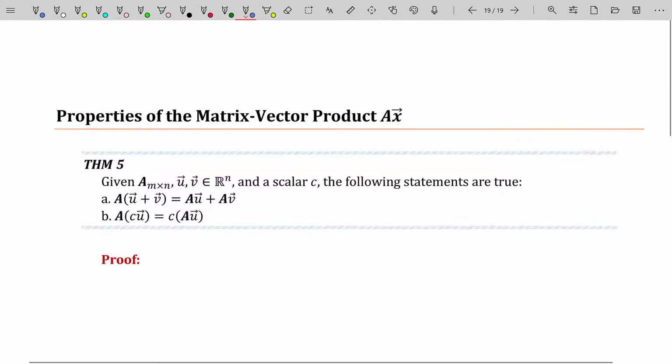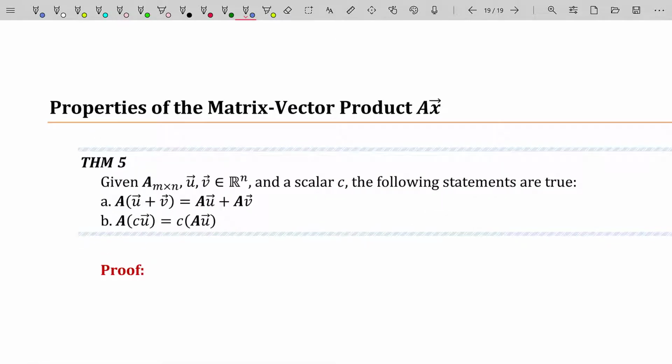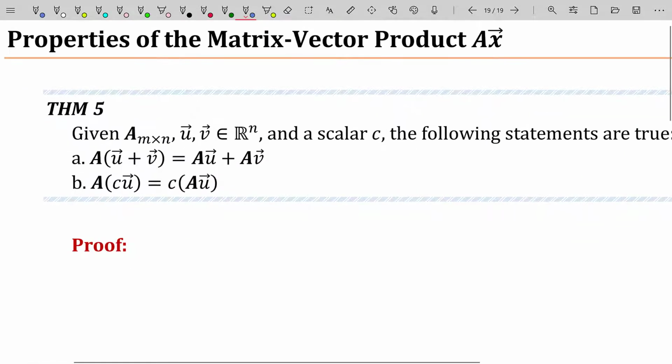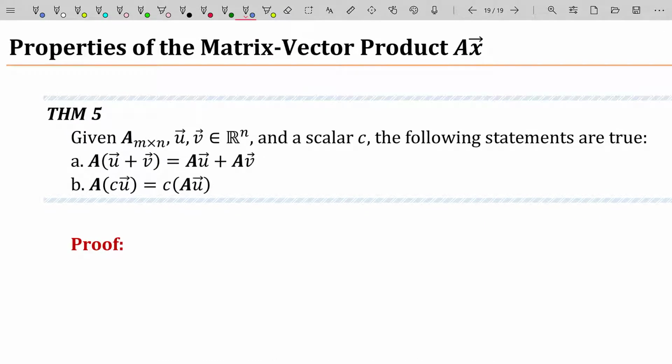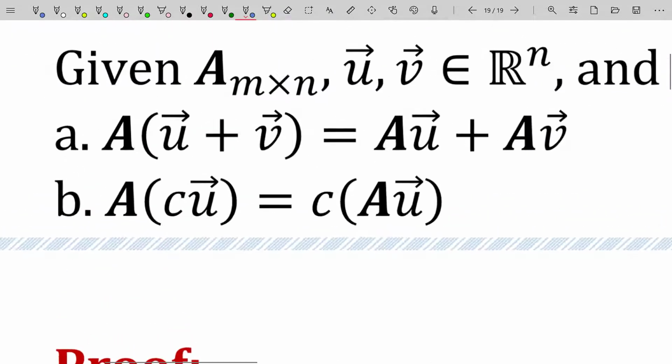In this video, we're just going to spend a few moments, actually not very long, proving a single little theorem. This theorem is all about the product of matrices and vectors, specifically the properties of those products. And so we're just going to choose one of these here.